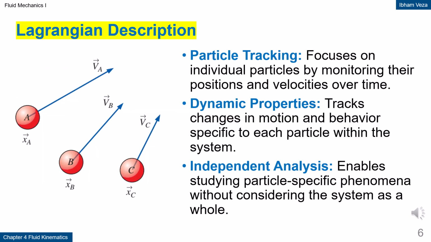Lagrangian Description. The Lagrangian approach follows the motion of each individual fluid particle over time. The position and velocity of each particle are recorded as functions of time. In this way, changes in fluid properties can be analyzed along the particle path. This approach is very intuitive because it resembles tracking objects in classical mechanics. However, for real fluid systems with an enormous number of particles, this method becomes computationally inefficient.